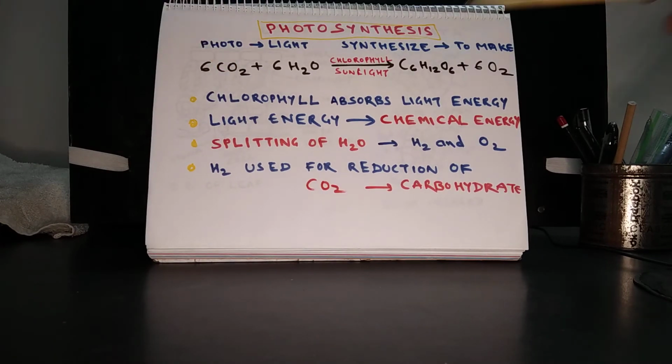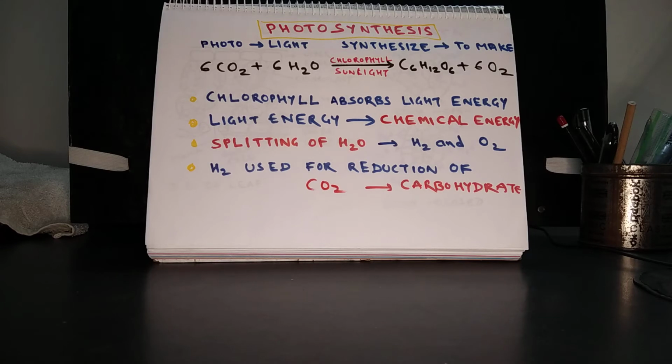Let us come to photosynthesis. The process by which green plants prepare their food is called photosynthesis. In fact, the word photosynthesis is composed of 2 terms. Photo means light, and synthesize means to make. Since plants make their food in presence of sunlight by taking energy from sunlight, this has been named photosynthesis.